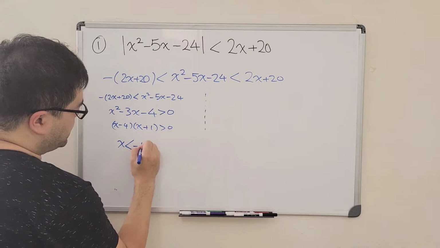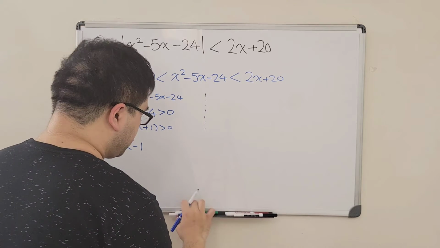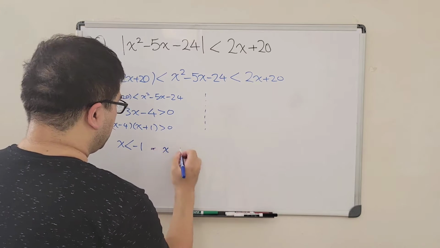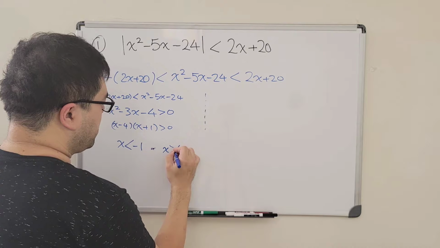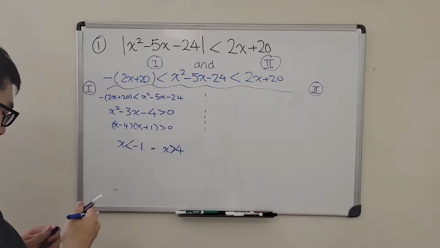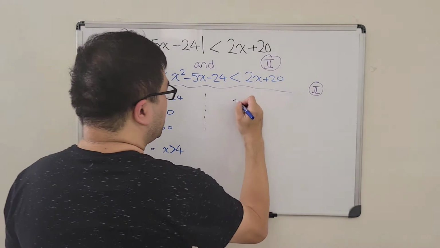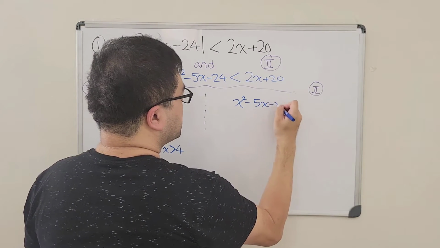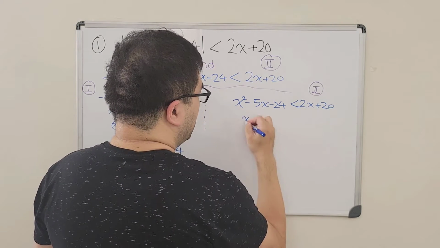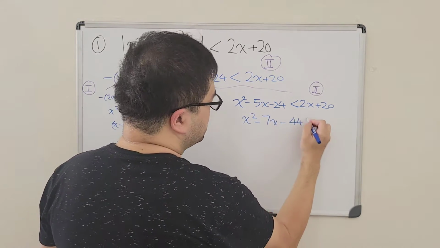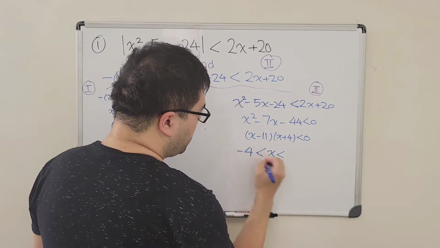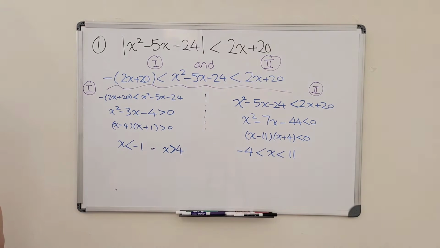x is strictly less than negative 1, or x is greater than 4. Good. So we get x squared minus 5x minus 24 is strictly less than 2x plus 20. And if we simplify it, we get x is bounded between negative 4 and positive 11.